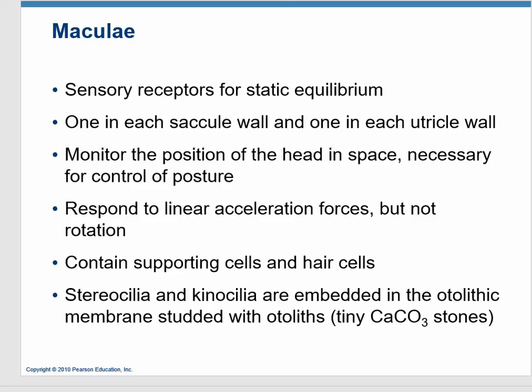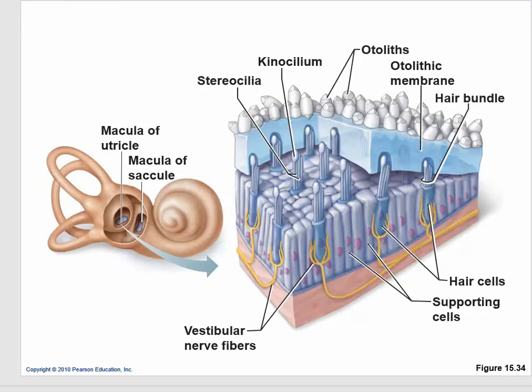They have hair cells and supporting cells as well, and they have these things called otoliths, which give some weight to the membrane. So it's kind of like the membrane in the hearing over the hair cells, except it's got these liths, these stones, and concretions that give it weight, so that when you are straight up and down, they push down on the hairs, and when you're sideways, they push sideways on the hairs because of gravity acting on the otoliths.